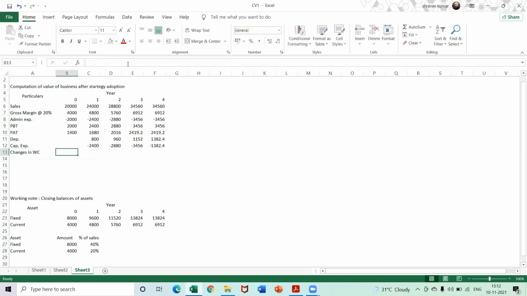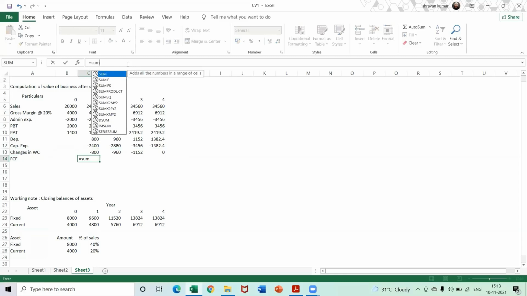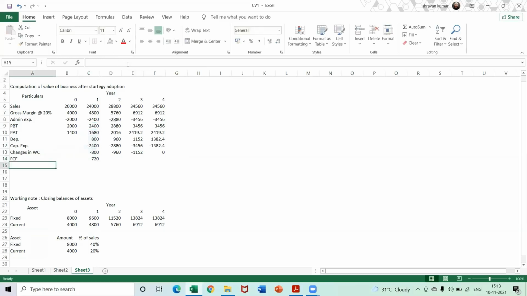changes in WC, working capital. So what is the change in working capital? Minus 400, since it's a cash outflow, right? So I just did year 0 minus year 1, right? So this is future cash flow, equal to the sum, PBT, no, PAT, yes.